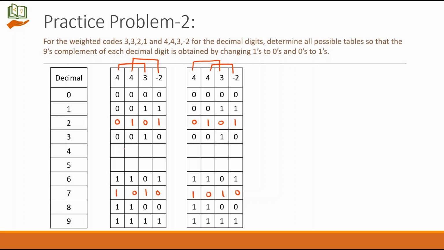Now we will do for 4. How will we do 4 here? We can place 1 in the first position and make everything 0. The complement will be 0 here and 1 everywhere. 4 plus 3 is 7. 7 minus 2 is 5.